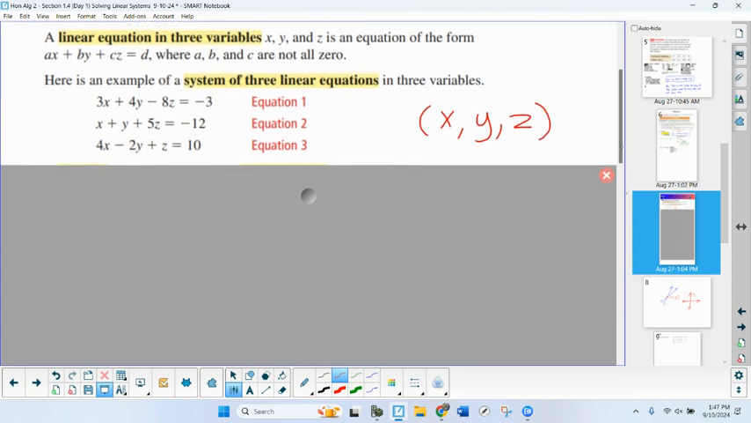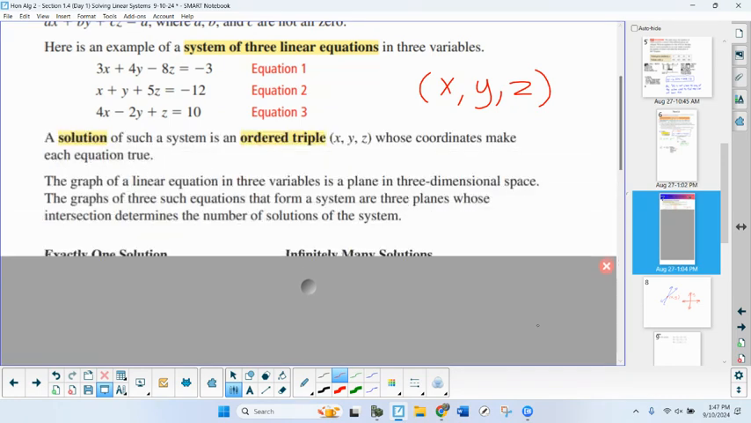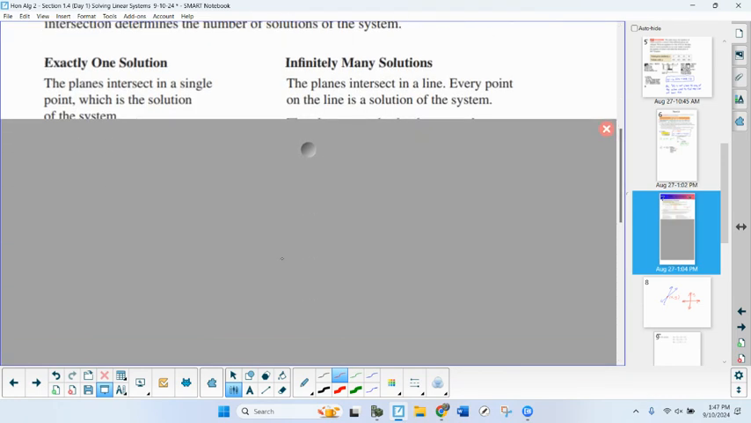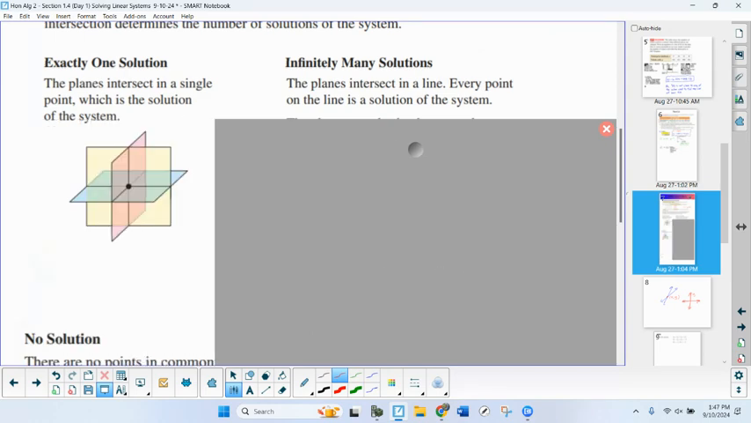Now, I like to give you a visual. I will never make you graph these. But if you have a system that has one solution, this is what it looks like. You have 3 planes that intersect. If they intersect right here at that point, again, that point is the point X, Y, Z.